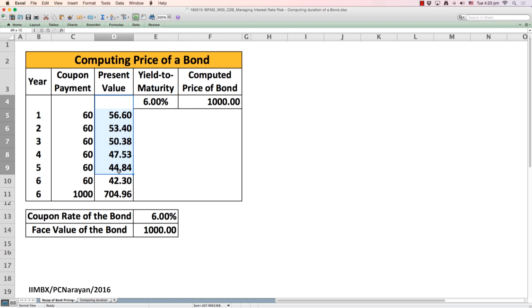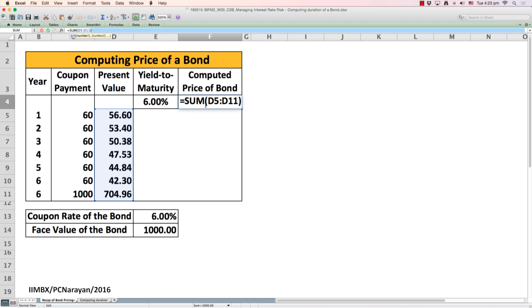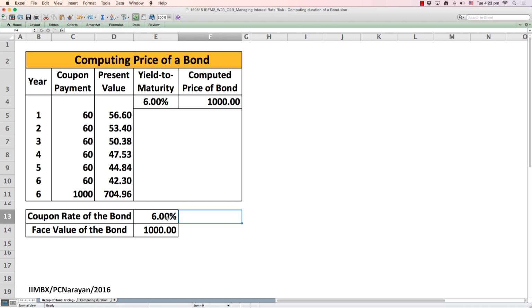The same arithmetic is used across the board, and if you total this up, you get 1,000, which is what is reflected in this cell. Now, it is 1,000 because the yield to maturity is the same as the coupon rate of the bond. Let us say the interest rate in the country goes up by 1%. Fair to assume, therefore, that the yield to maturity for this bond will also go up by 1% to 7%. Bear in mind, the coupon rate still remains the same.